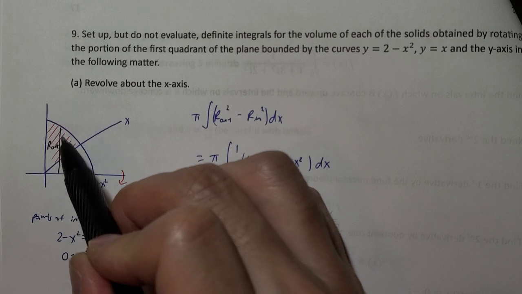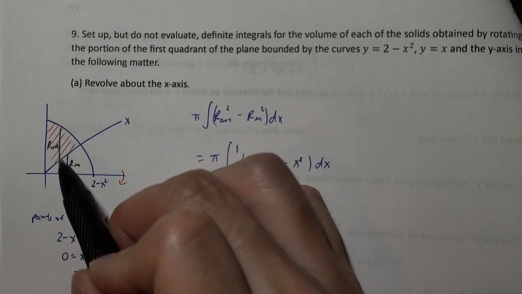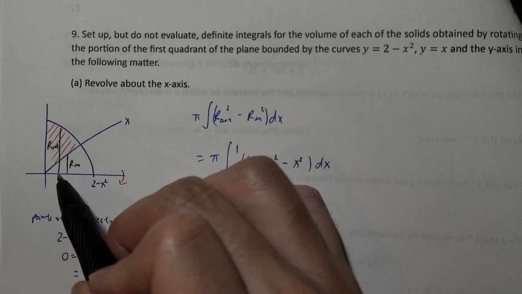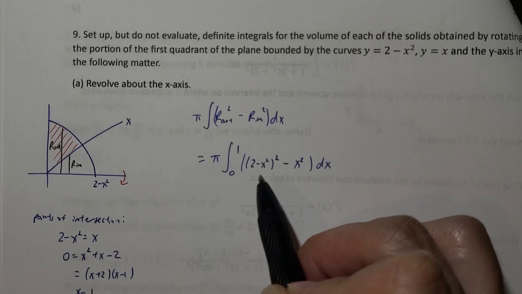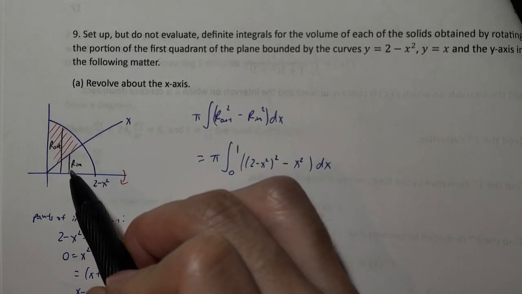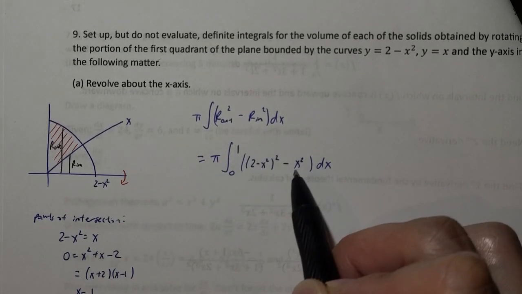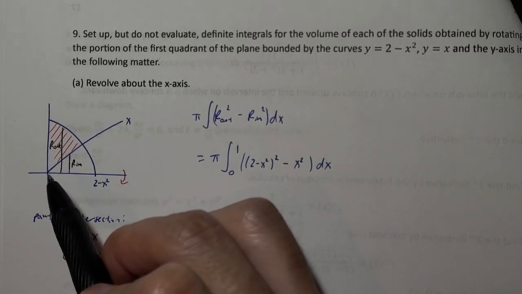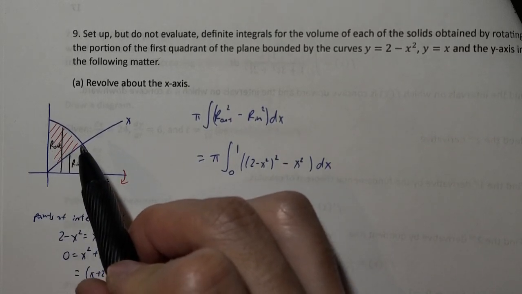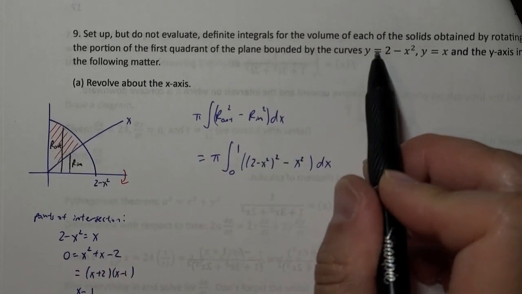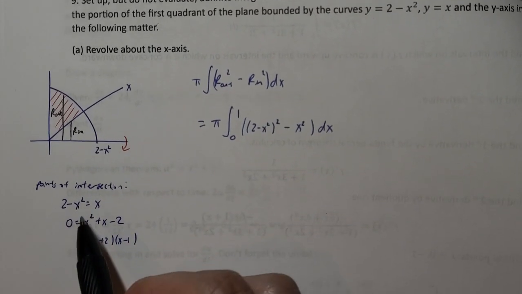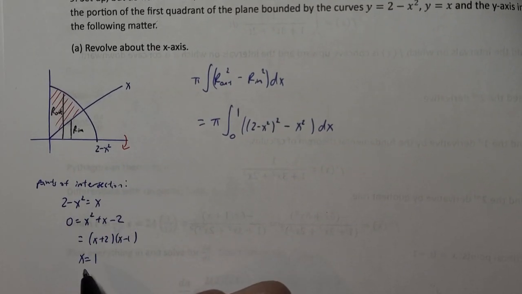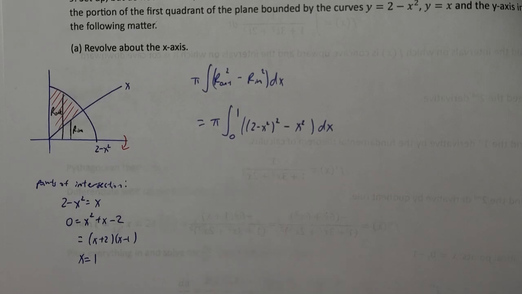So our r out, what's the length of this r out? That's just 2 minus x squared. R in, what's the length of this? That's just x, and then we square it from there. Limits of integration, well, clearly it starts from 0. What about this point? We need to find a point of intersection, so set these two curves equal to each other. And you find that x is equal to what?